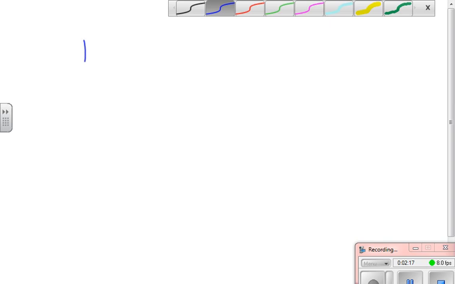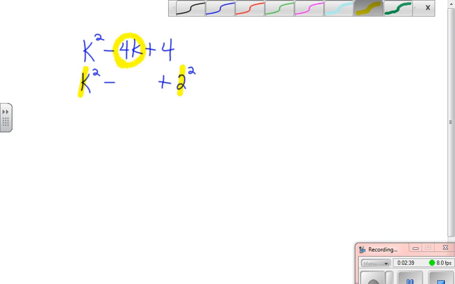If I have something like k squared minus 4k plus 4, let's see if we can rewrite this as perfect squares. Well, I would have k squared minus, I'm going to skip that, plus 4 is 2 squared. So now I see my bases are k and 2. What's this in the middle? That pattern of 2 times the base times the base. Is that 4k? It is. So that means that this thing, without trial and error, will factor into k minus 2, the quantity squared.